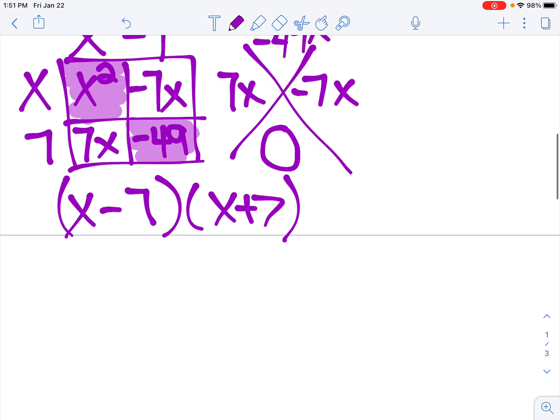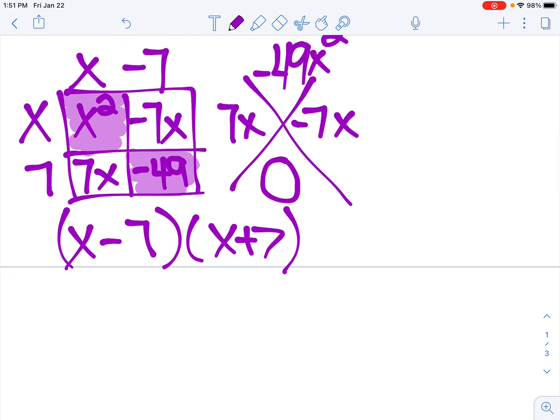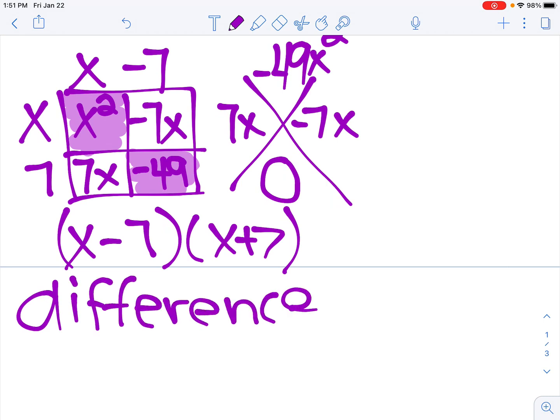So let's talk about those results. Those are called a difference of squares. A difference, meaning they're 2 different quantities. One is minus and one is plus. Okay, so we could use a shortcut when we do our next one.